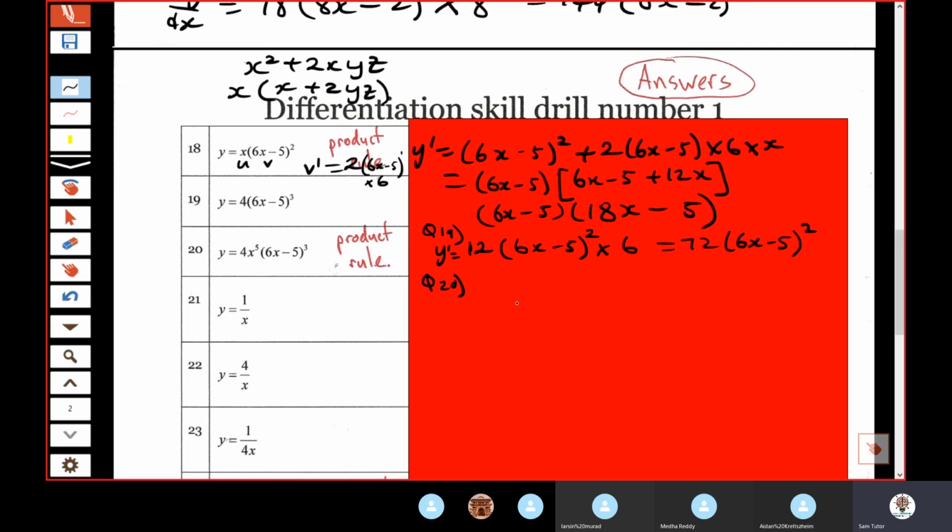Question 20. u v. So the formula, I'll write it up again: u dash v plus v dash u. u dash, what's the derivative of u?